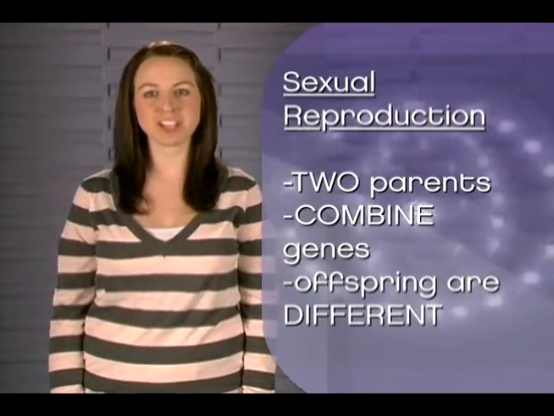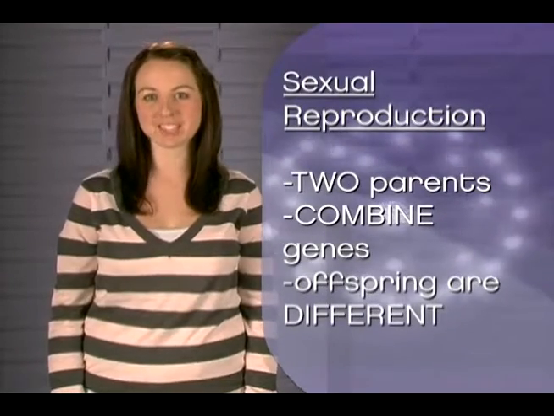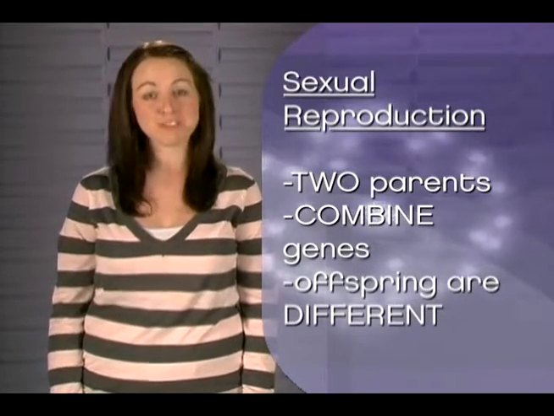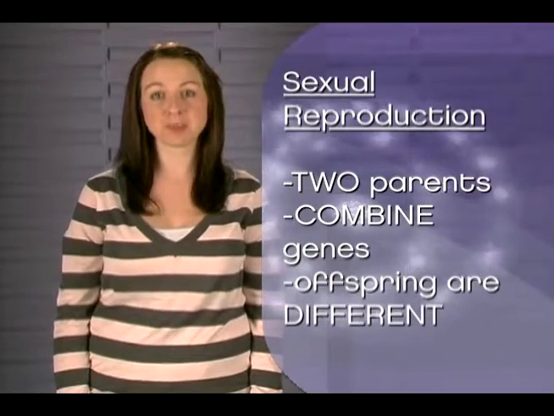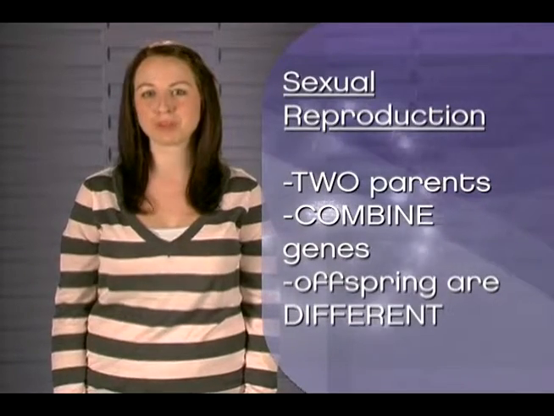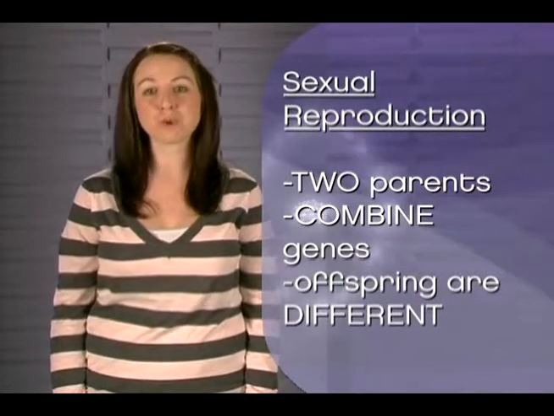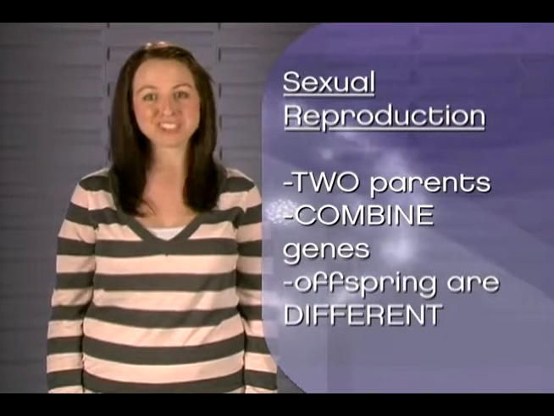In sexual reproduction, you have 2 parents that combine their genes in all different ways to produce offspring that are different from them. Since each combination is different, each offspring comes out differently. Humans, for example, are produced by sexual reproduction. You are different from both your parents and different from your brothers and sisters. That's what makes life interesting.